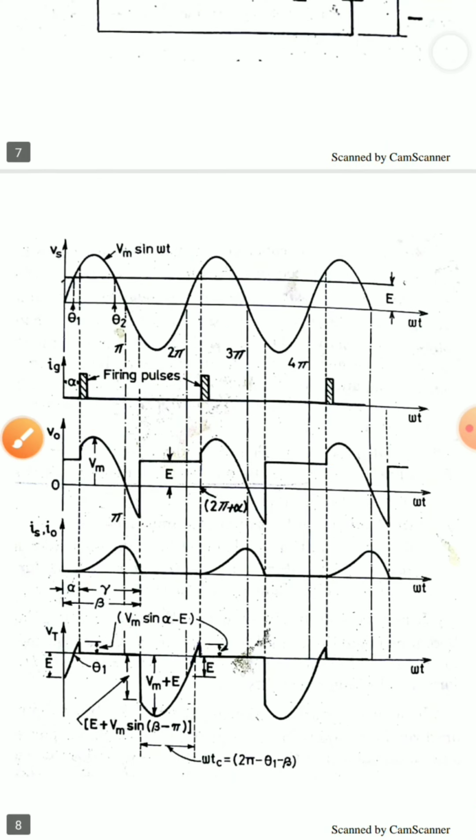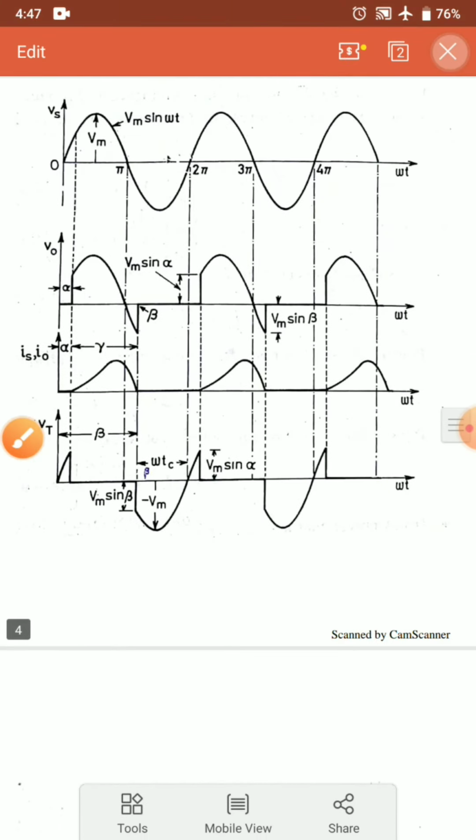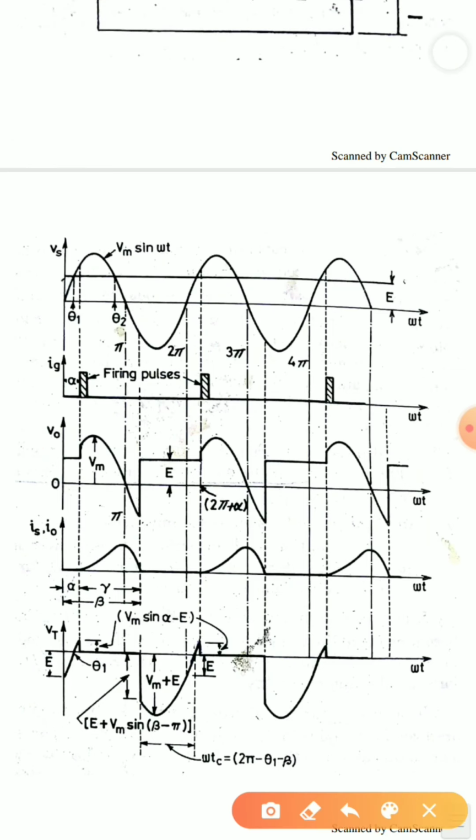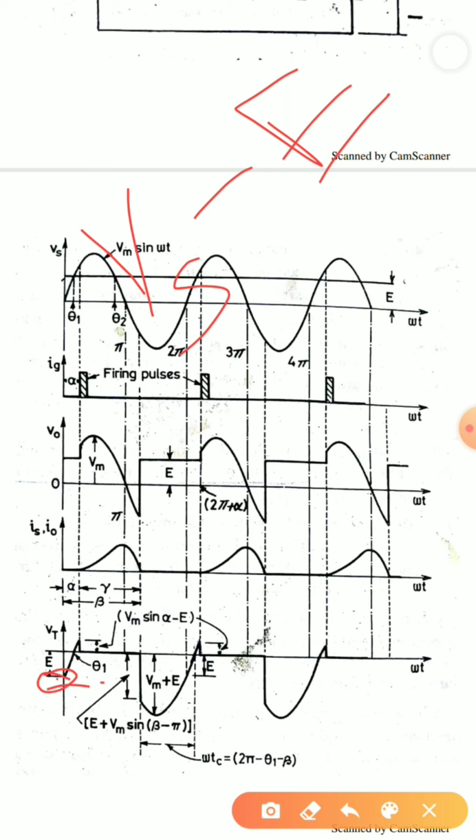Then let us look at the VT in an RL load. So this is the VT in an RL load. It starts from 0, but here in the RLE case it is not starting from 0; it starts from a point lower than 0. As the source voltage is opposed by the battery, it starts from a lower level E. The 0 should have been at this point, but the waveform is completely shifted down by the level E, the EMF given by the battery.